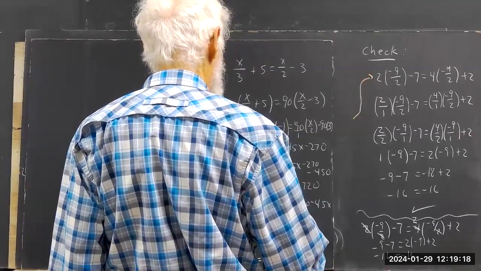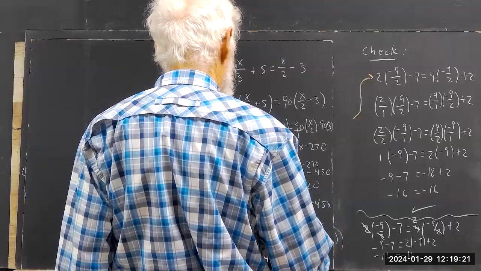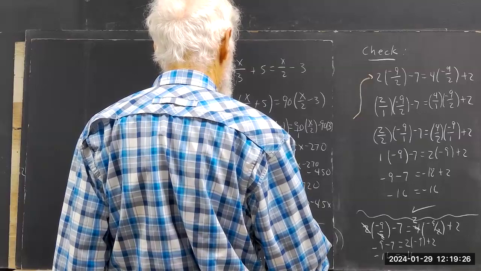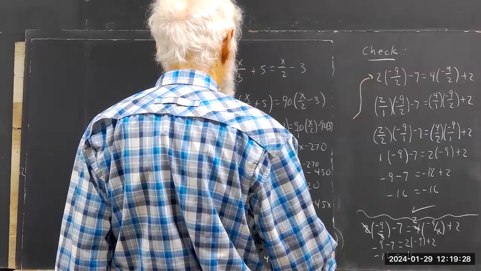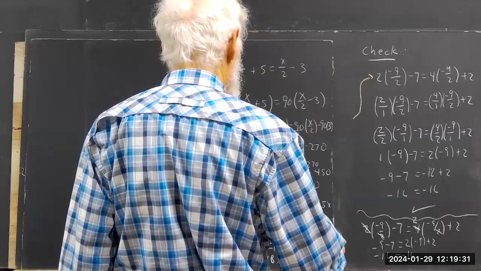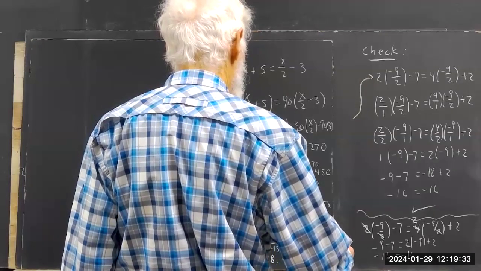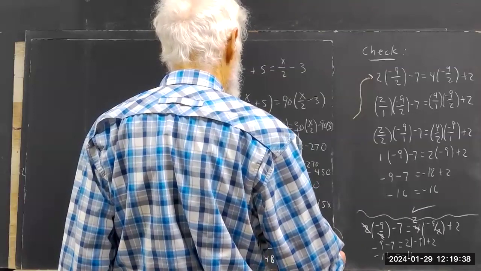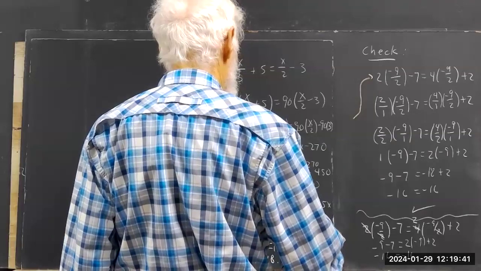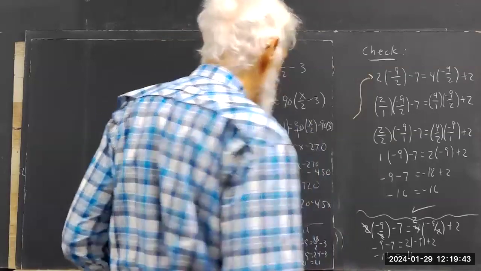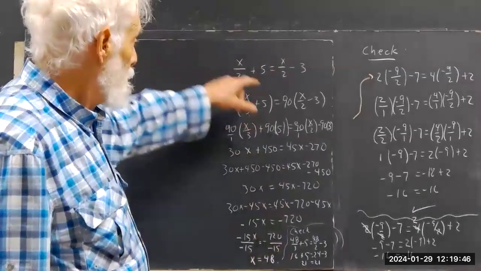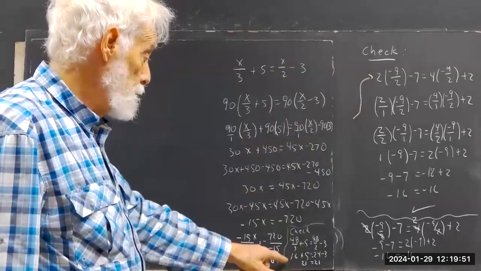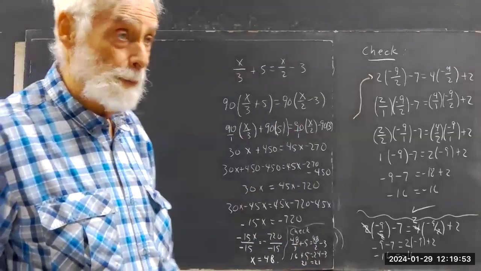And the check is very simple. It doesn't take many steps. I just plug 48 in for x and divide it by 3 here, divide it by 2 here. I get numbers that add up to the same thing. Okay.